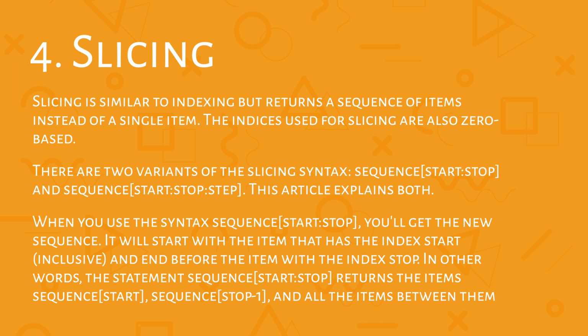When we are using the syntax sequence start stop, you will get a new sequence. It will start with the item that has the index start, which is included, and will end before the item with the index stop. So the item with the index stop won't be inside. In other words, the statement sequence[start:stop] returns the items sequence[start] to sequence[stop minus one], and all the items between them.